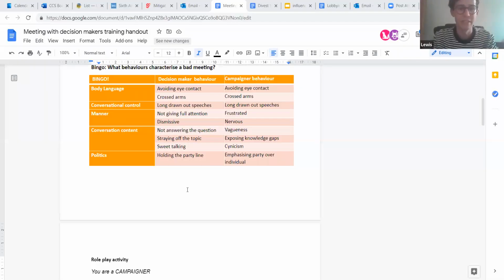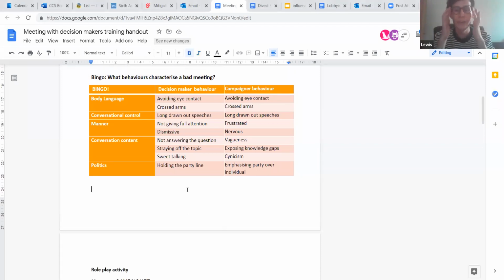Great. Well, if there aren't any more questions, we can move things on to my favorite section of this, which is the bingo section. I'm just going to share a link in the chat, which maybe makes it easier. It's a handout, which I probably should have shared at the very start, which has at the top a very slimmed down version of what John and I were talking about just now. And then underneath you can see bingo: what behaviors characterize a bad meeting. I'll share this on my screen as well. Hopefully you can see that all right.